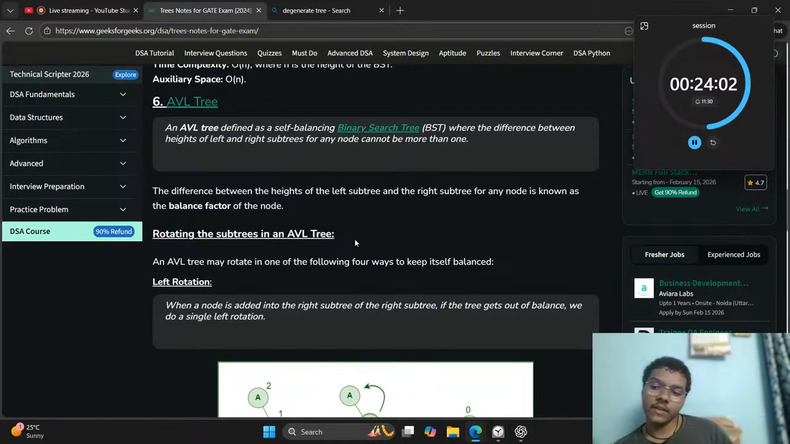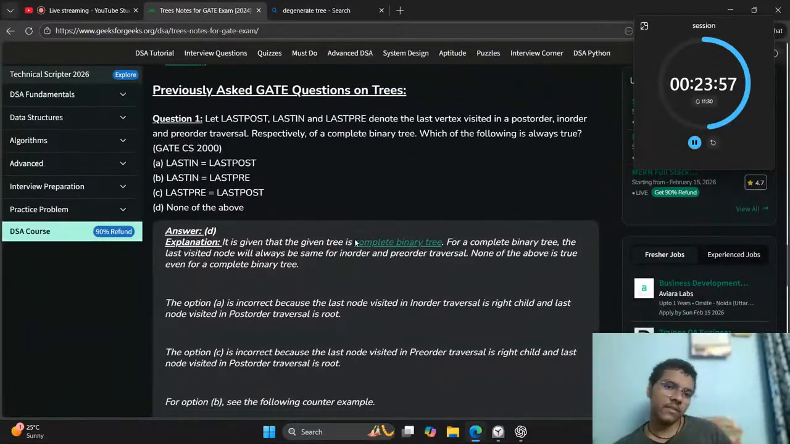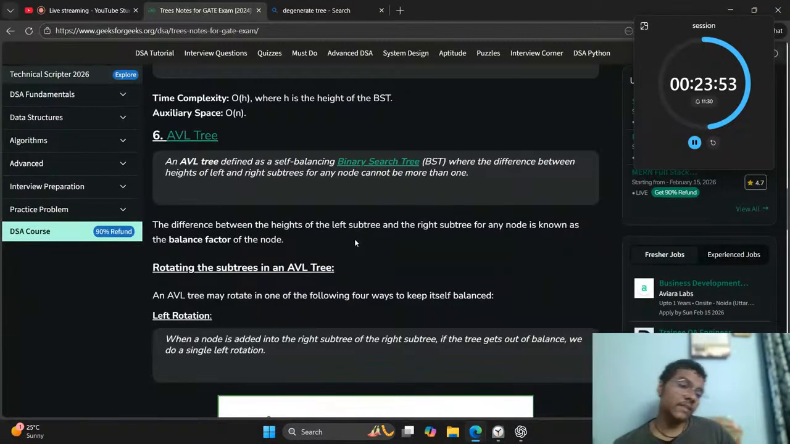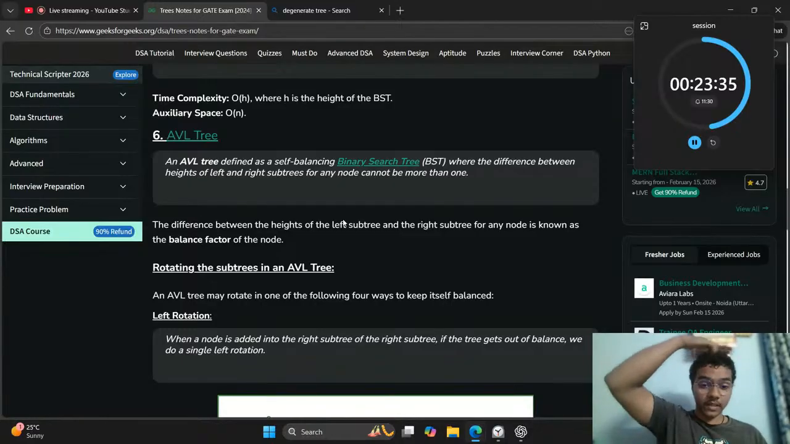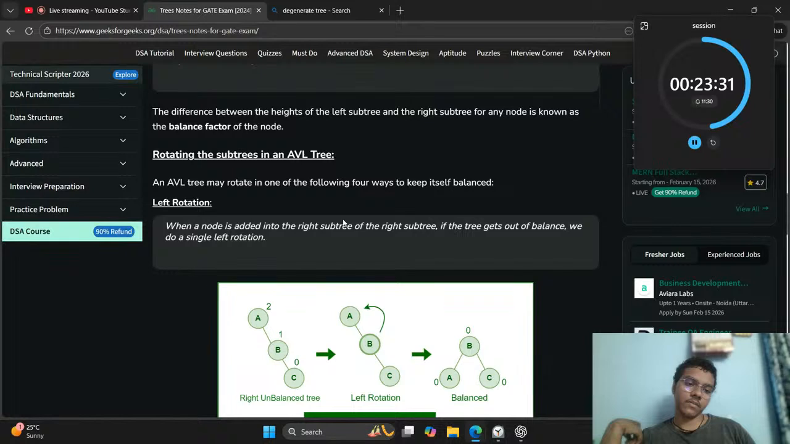Alright. We kind of skipped that AVL tree definition. Yeah, we are here. We just need to complete AVL trees and we will get this thing done. An AVL tree is defined as a self-balancing binary search tree where the difference between the heights of the left and right subtrees for any node cannot be more than 1. The difference between the heights of the left subtree and the right subtree for any node is known as the balance factor of the node.